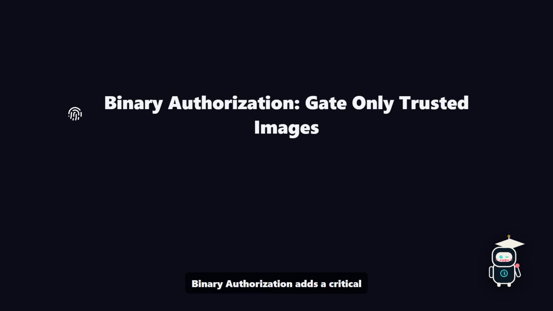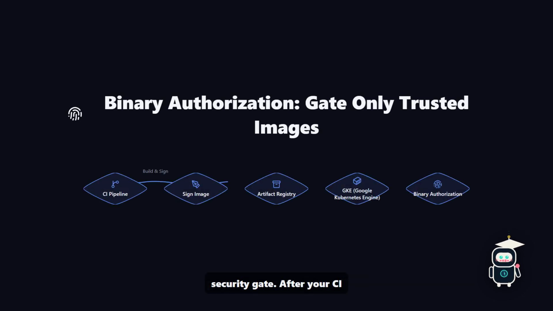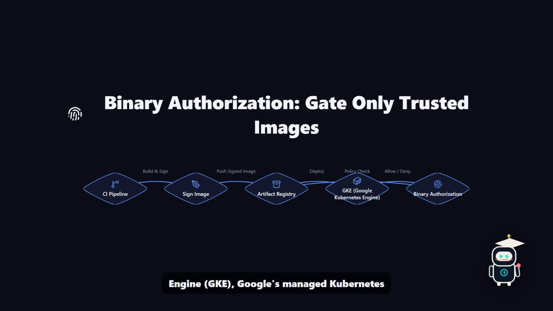Binary authorization adds a critical security gate. After your CI pipeline builds an image, a trusted authority signs it. When you deploy to Google Kubernetes Engine, GKE, Google's managed Kubernetes service, you can enforce a policy that only allows signed images matching your requirements. Everything else is denied. The process locks the door to unauthorized software, so only the code you trust ever runs in your cluster.